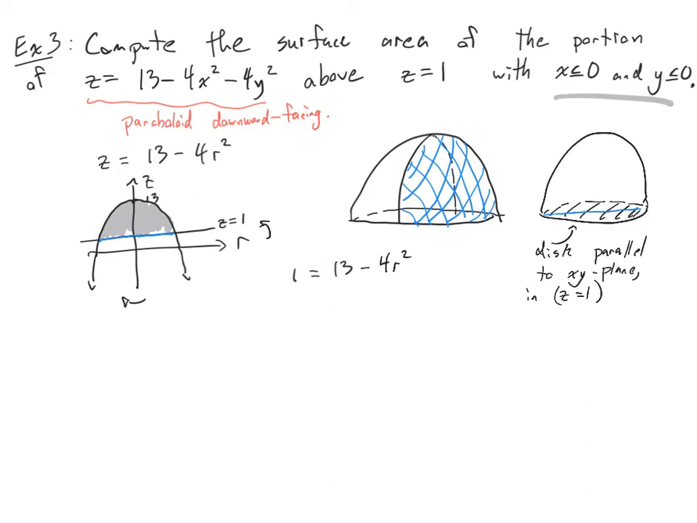So let's solve for r. If I put 4r squared on this side, I get 12 when I subtract 1 over to that side. So r squared is equal to 3, which means that r is the square root of 3. We're going to throw out minus the square root of 3 because r needs to be a positive radius. The negative radius is already factored into the positive radius points in polar, or cylindrical, coordinates.